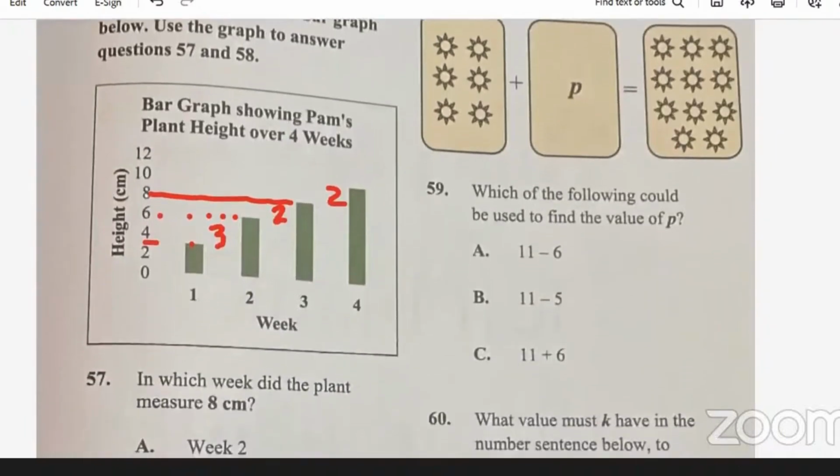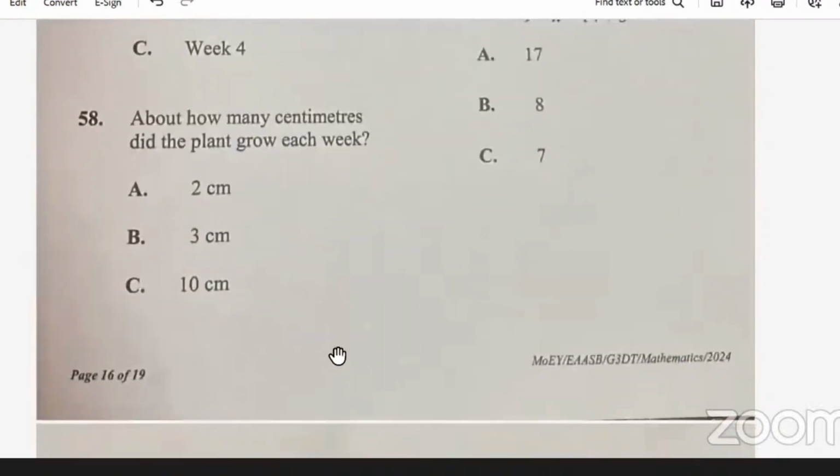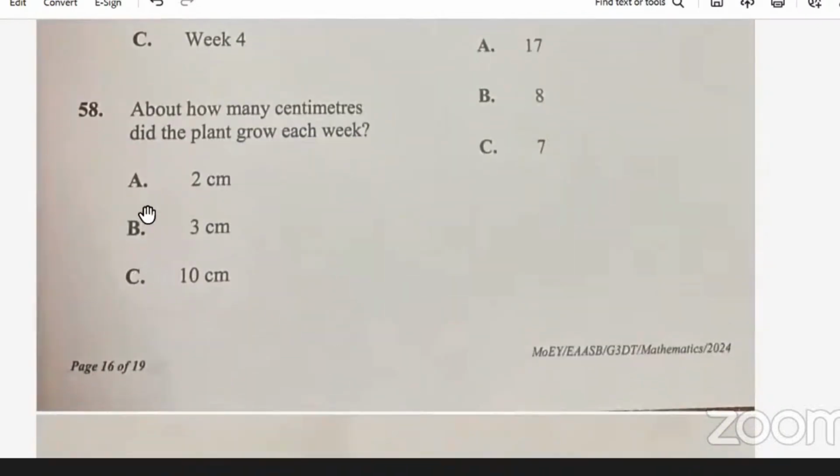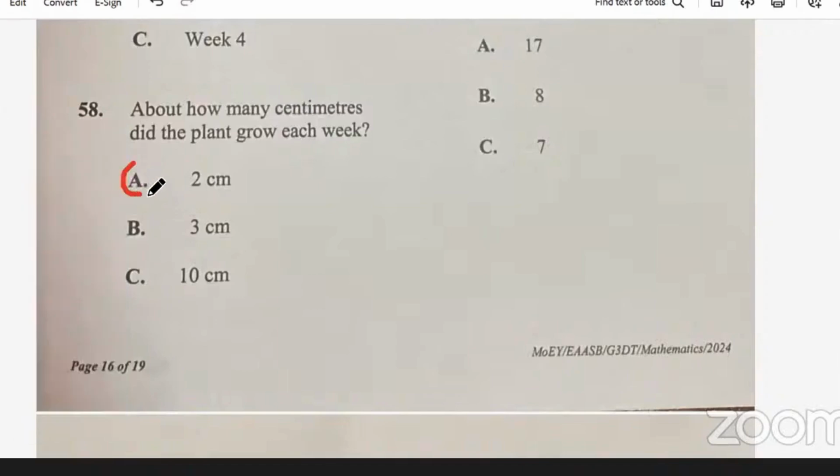Okay, so in week 1 she measured it. So it was 3, then 2, then 2. So is it 2 centimeters or 3 centimeters? So about how much each week? Then I would say 2, because that's the most common. So we're going to be using that as our average in this case. All right, so the answer would be 2 centimeters.